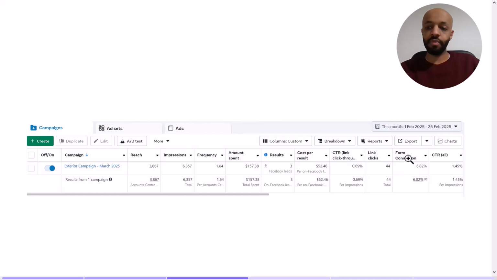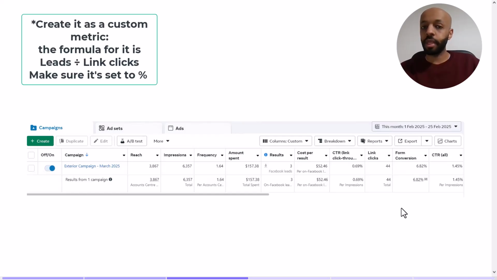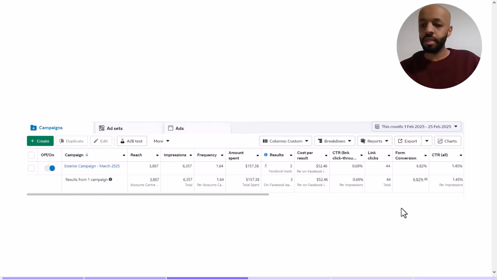Now, this one specifically, form conversion, that's a custom metric that I made, and that just shows me what percentage of people are filling out the form. And again, there's videos on how to create custom metrics inside Facebook. I'm not going to go into that right now just because it's too technical. But like I said, it just gives me a percentage. So for example, if 100 people saw the form, then only 6.82 of them filled out the form. So that's what that metric means.